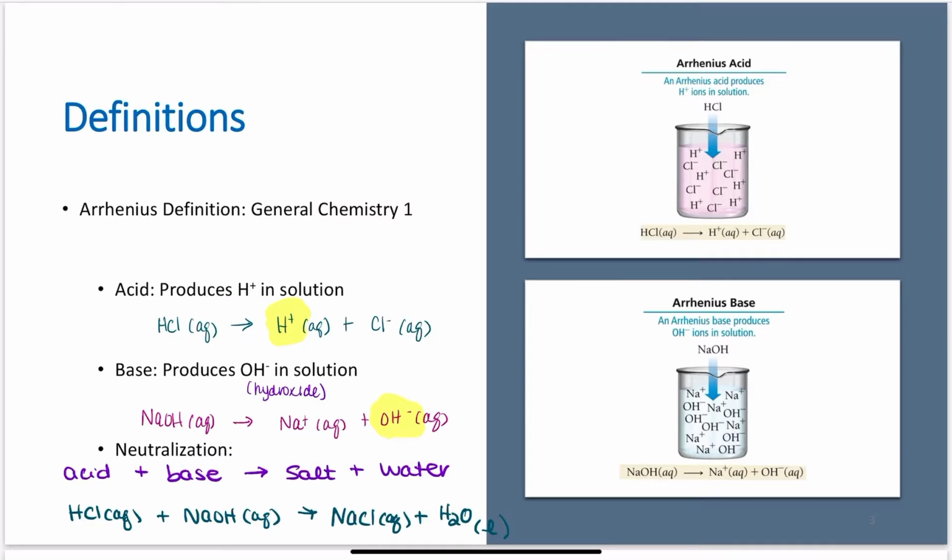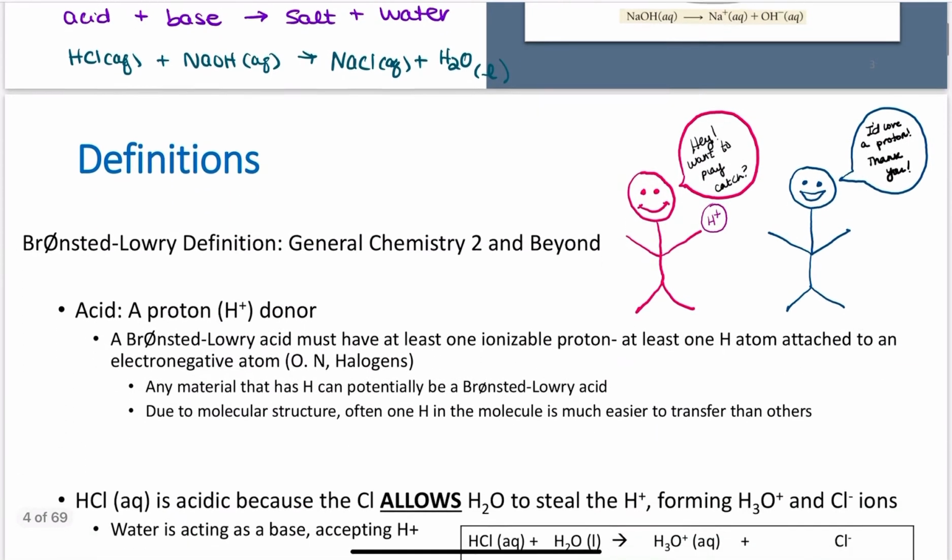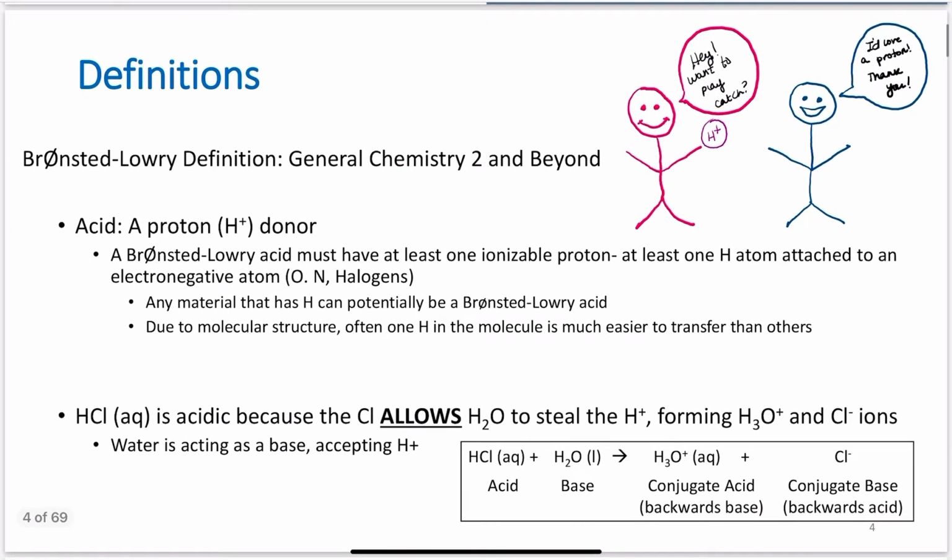These are the base definitions of an acid and base. Now we do want to delve into a little more specific, looking at Bronsted-Lowry and Lewis. Bronsted-Lowry definition is used in general chemistry too and beyond. In the Bronsted-Lowry world, an acid is known as a proton donor. A Bronsted acid must have at least one ionizable proton.